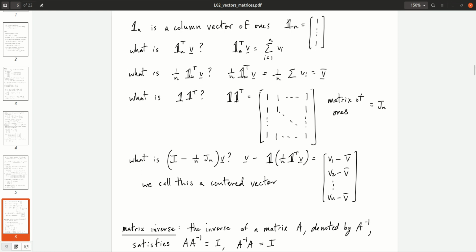So if we have a vector v and we do 1 sub n transpose times v, we're taking this thing and turning it on its side and doing the dot product with v. So what we're going to get is 1 times v1 plus 1 times v2 plus 1 times v3. It's just the sum of the entries of v.